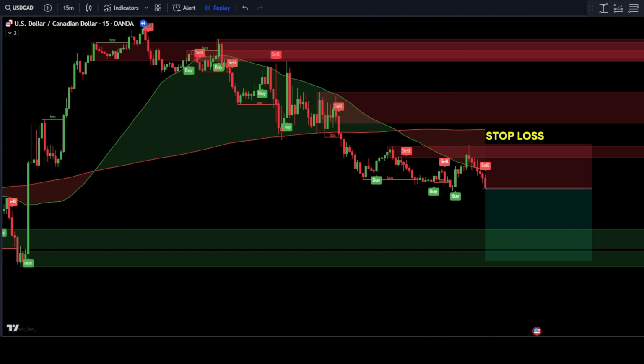Place the stop loss above the bearish order block area. Target take profit using a risk and reward ratio of 1 to 1.5.